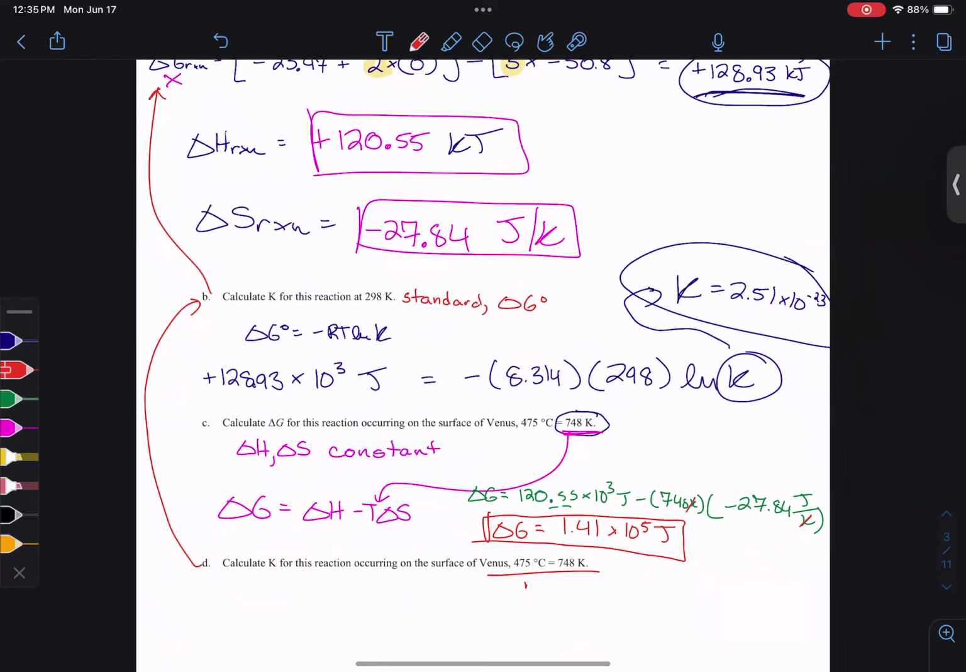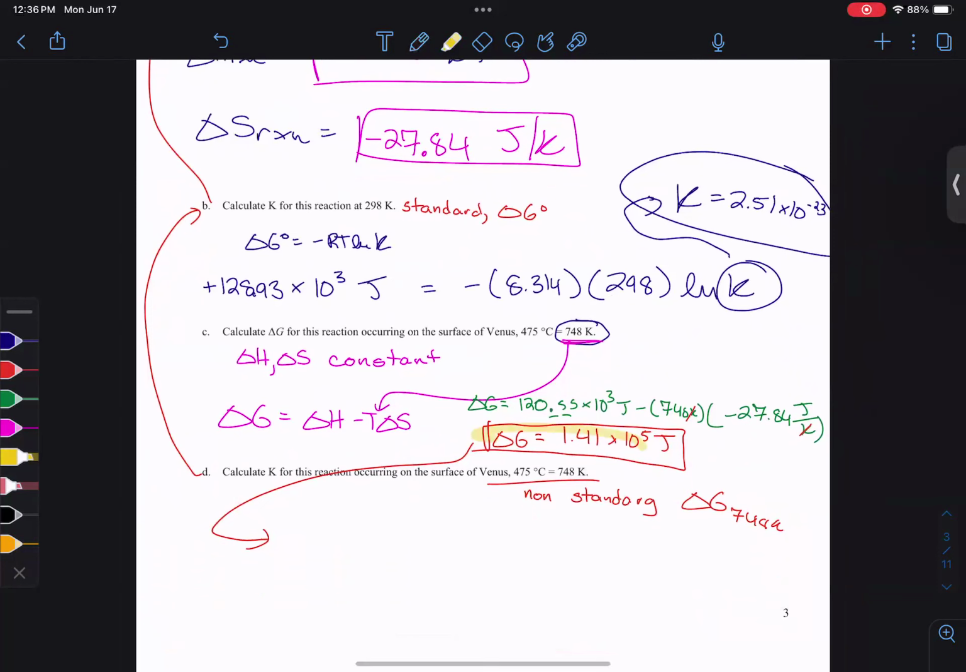But on Venus, this is non-standard conditions, all right? So we have to calculate a new value of delta G at this new temperature, 748 Kelvin. But thankfully, we already have that number. We're going to do the same thing we did in B, but we're going to use this new delta G value we got that was measured at 748 Kelvin. So we're still going to do delta G equals negative RT ln K, but we're going to use the delta G from part C, and then we'll stick in that temperature again right here.